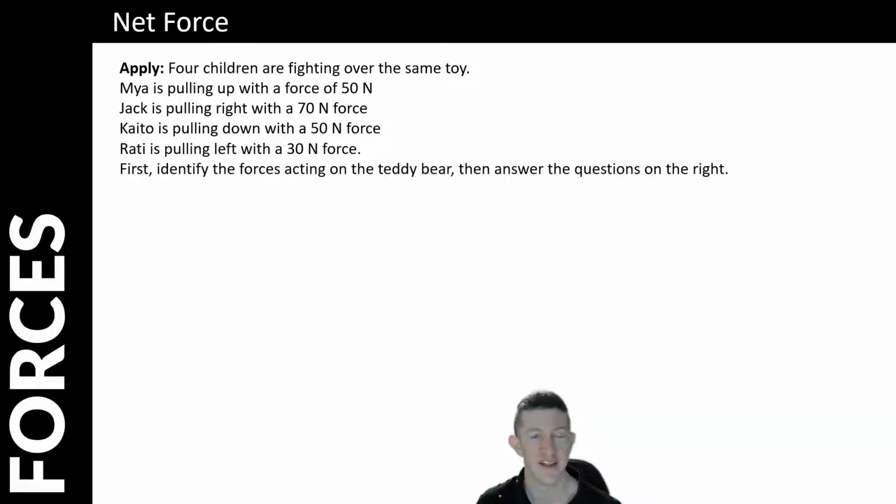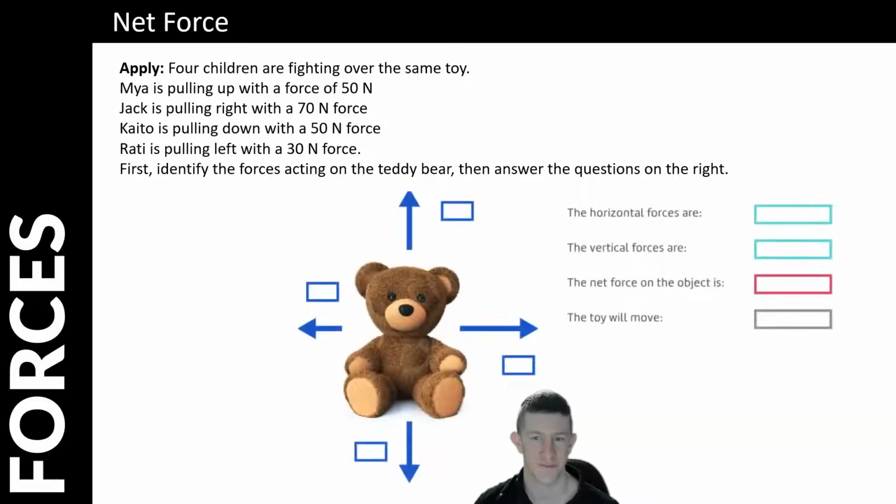First, I want you to identify the forces acting on the teddy bear, and then answer the question. So figure out who is pulling which force, and then tell me what the horizontal and the vertical are, what the net force on the object is, and tell me which way the toy will move.